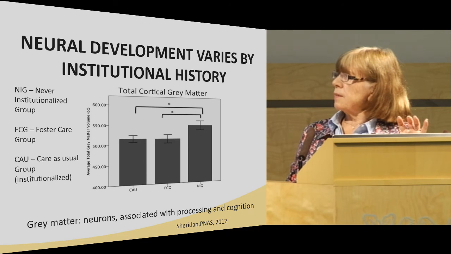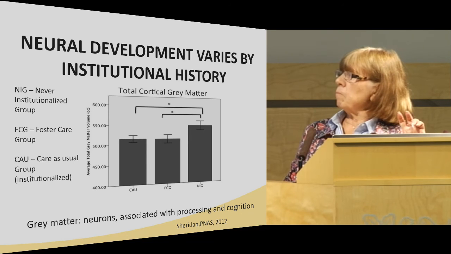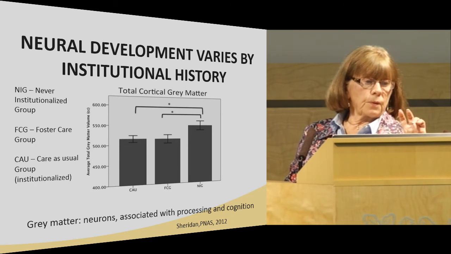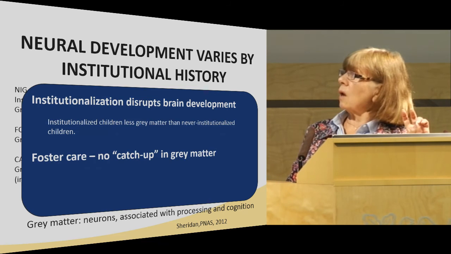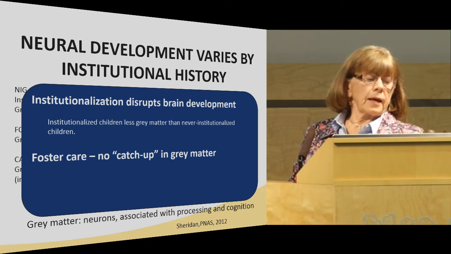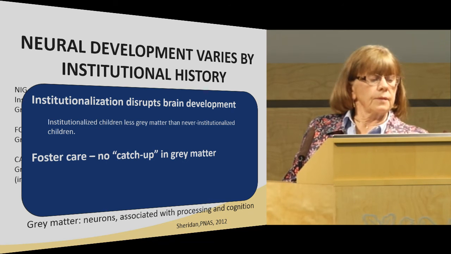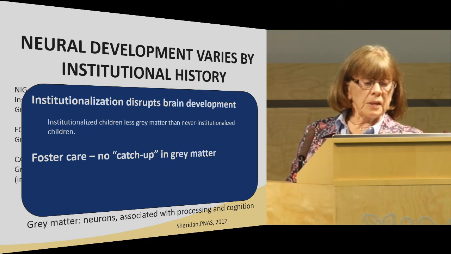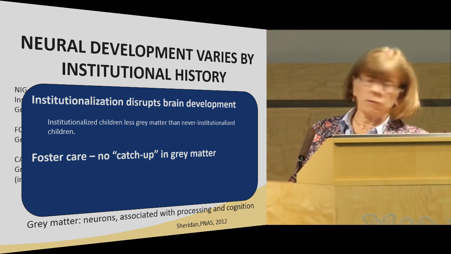So if we look at this, we see that in terms of gray matter, the children who are in foster care look no different than the children who remain institutionalized. So this suggests that the institutionalization disrupted the brain development. They had less gray matter, and there was no catch-up in foster care.